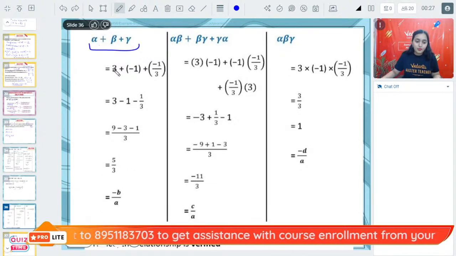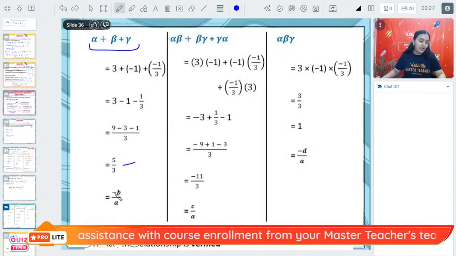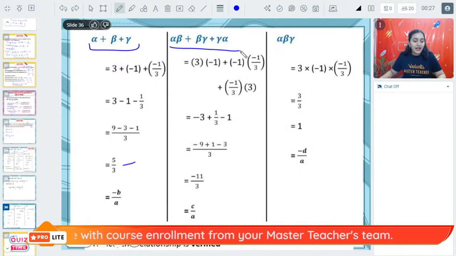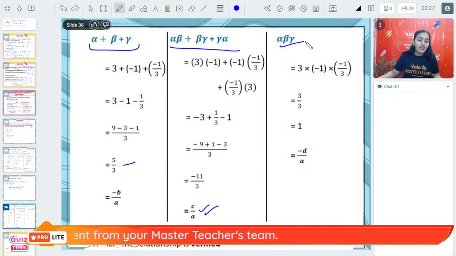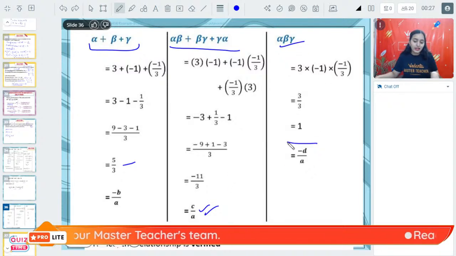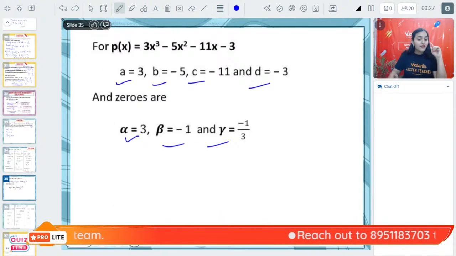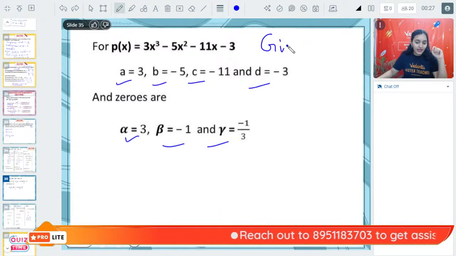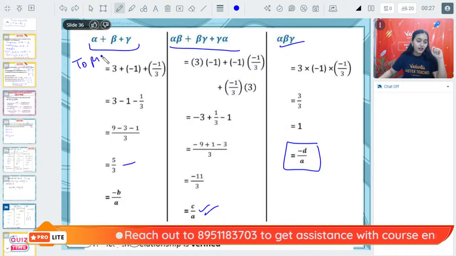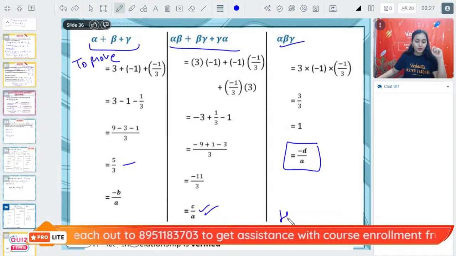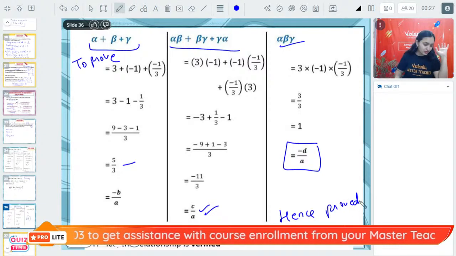Okay. So, once you put the values of alpha plus beta plus gamma, if you are getting minus B upon A, proved. Put the values in this equation, get the value of C upon A, proved. Alpha into beta into gamma, put the values, you will get minus D upon A, proved. So what you will do, first you will write down given, then you will write down to prove, and hence proved. That's all you have to do. It's a very simple question. Okay.